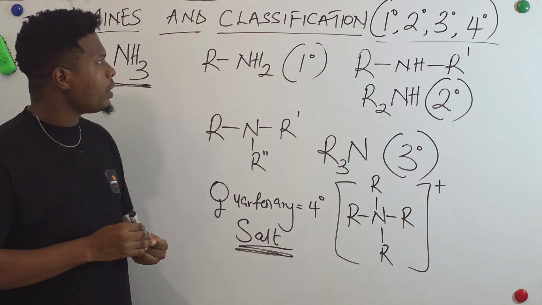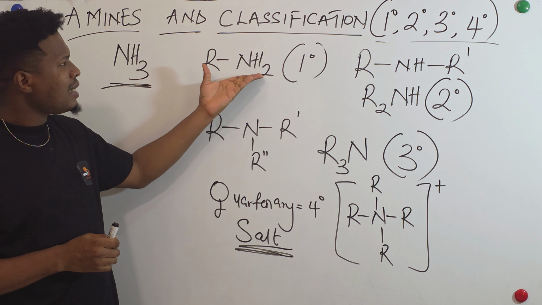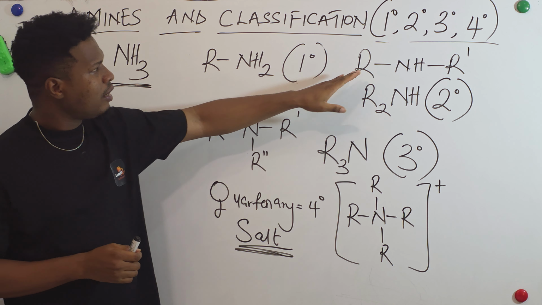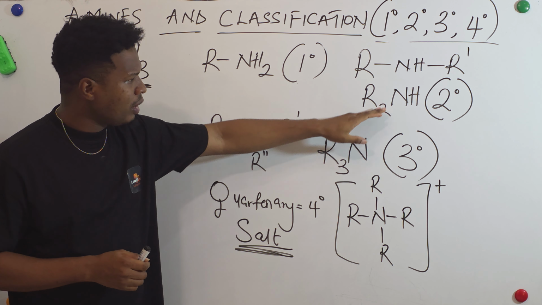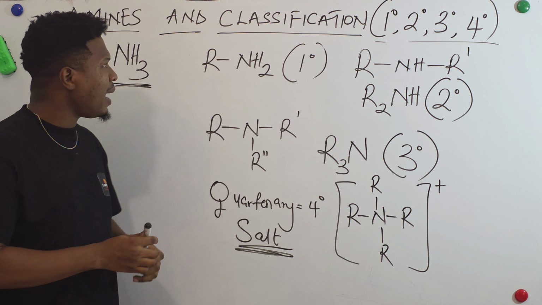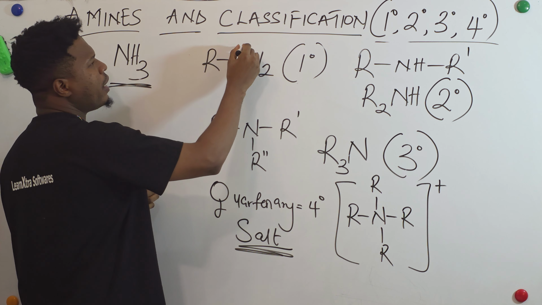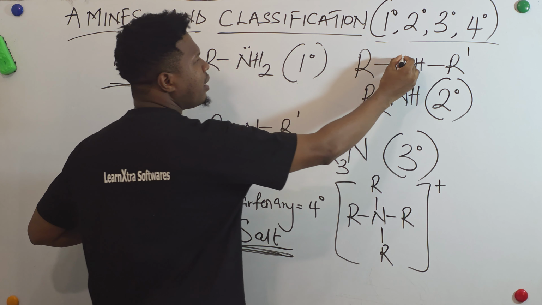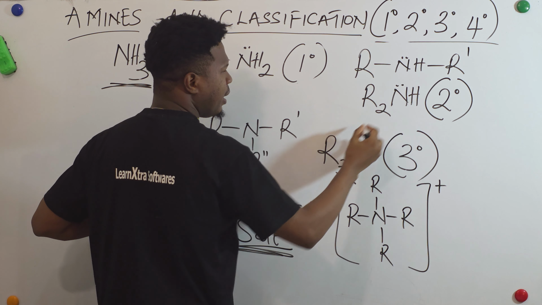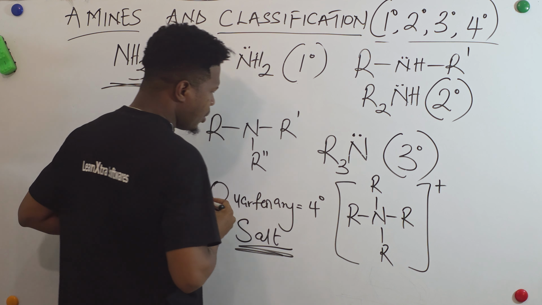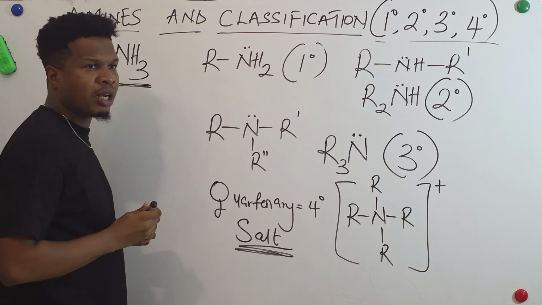So in the classification of amines, these amines you are seeing here can be primary, secondary, tertiary, and quaternary. Now remember that nitrogen has a lone pair, so each of these nitrogens you are seeing here will definitely have a lone pair inside them. So that is exactly what we're talking about with amines.